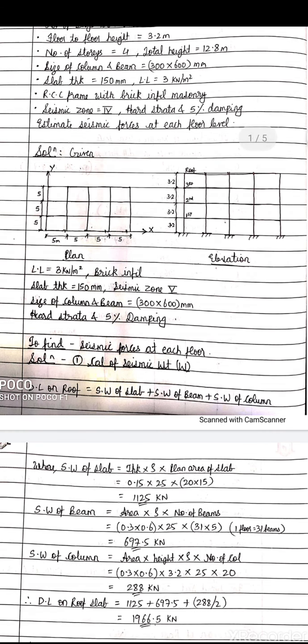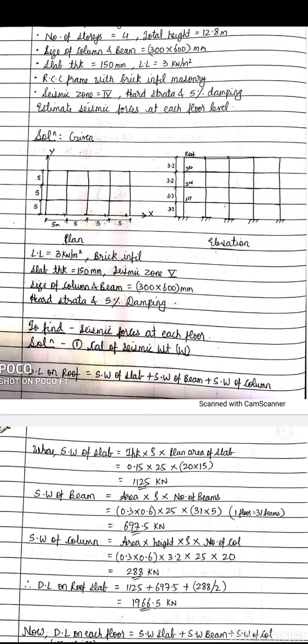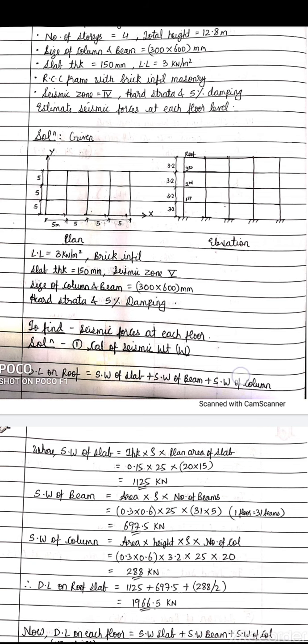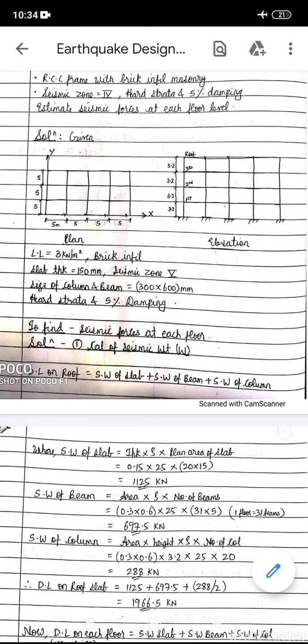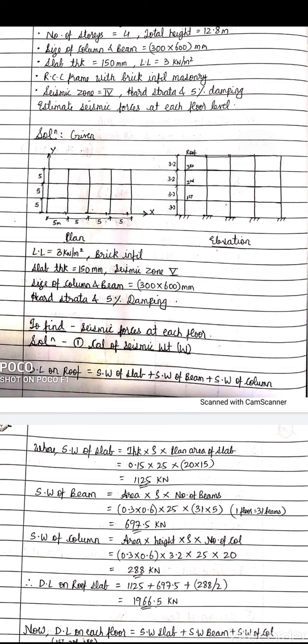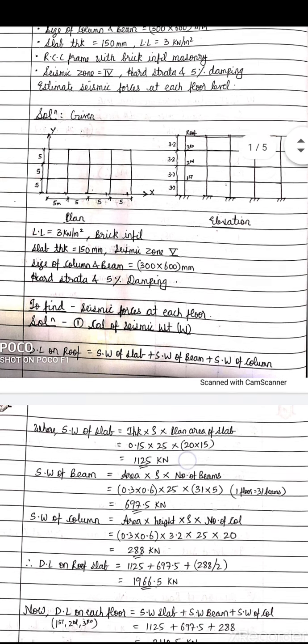Again the first step, as we have done in the previous problem, we will first find out the seismic weight of the structure. So how to find out the seismic weight in this case? First we will find out the dead load on the roof. Dead load on the roof is given by the self weight of the slab, the self weight of the beam and the self weight of the column. Remember this thing, whenever the sizes of the beam and column are given to you, you have to find out the load in this way.